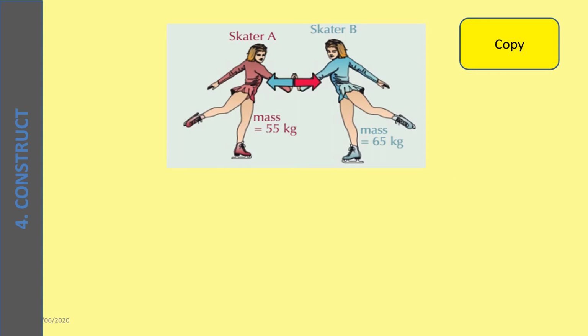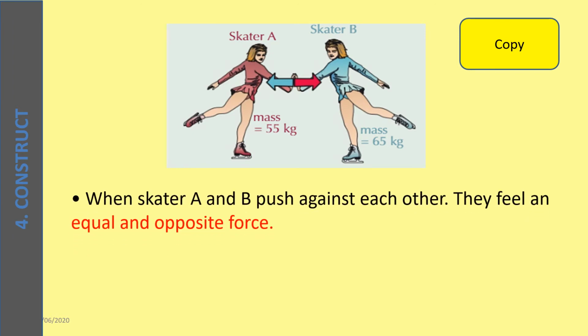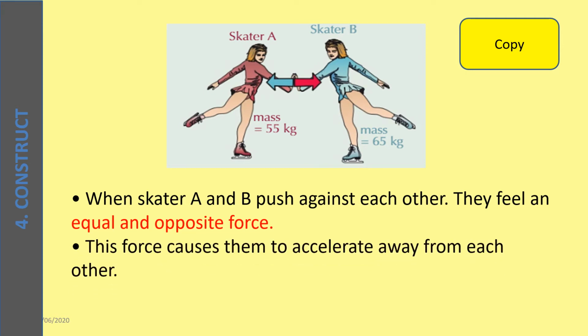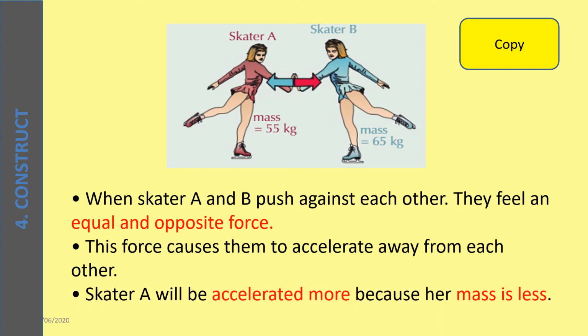Now, although it looks very different, exactly the same set of rules applies to this situation. Here we have two skaters pushing against each other. When skater A and B push against each other, they feel an equal and opposite force. The force causes them both to accelerate away from each other. But skater A will be accelerated more because she has less mass.